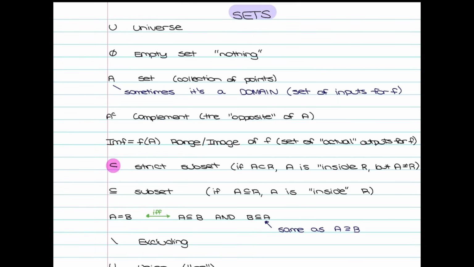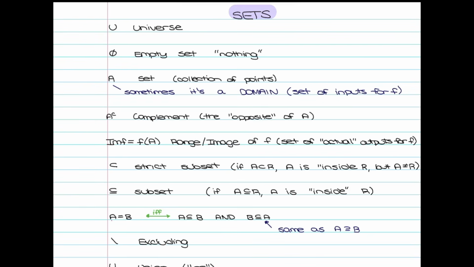Then we have subsets, so we have a strict subset. It's almost like having a smaller than sign, in the sense that when we say that a set is a strict subset of another one, like for example, if A is a strict subset of R, it means that A is smaller than R, so it's inside R and it's also smaller. It's not equal to it. Versus if we have the classic subset, which is more common, this implies that if A is a subset of R, it's inside R, which means it could also be potentially equal to R. So it's kind of like having a smaller equal sign.